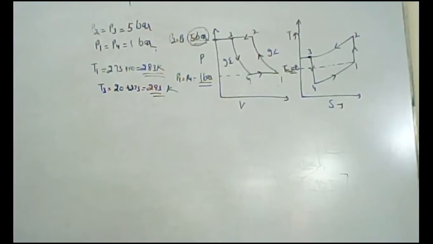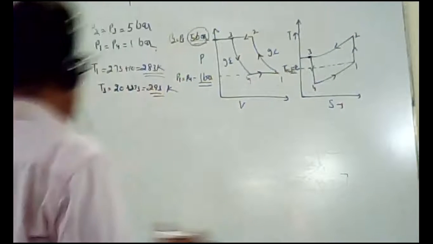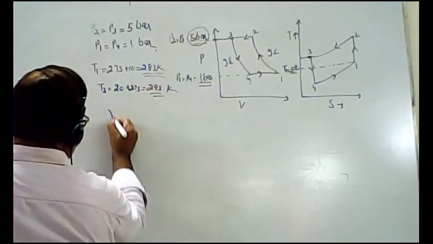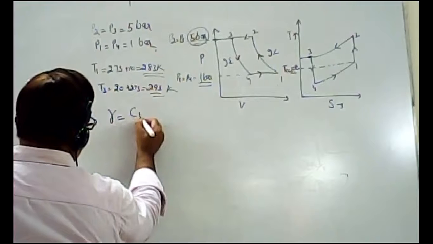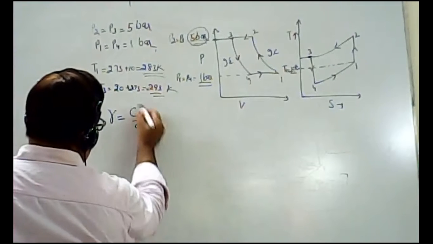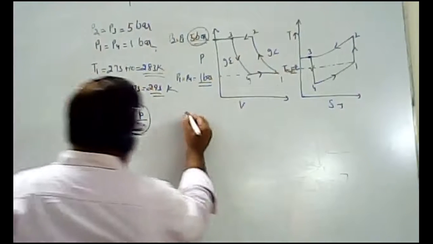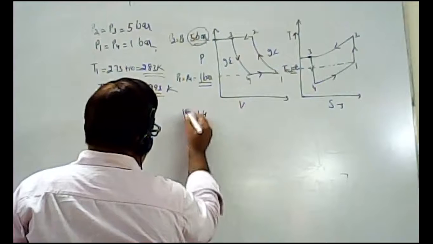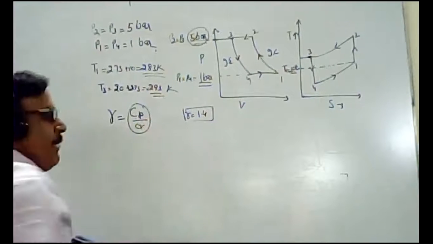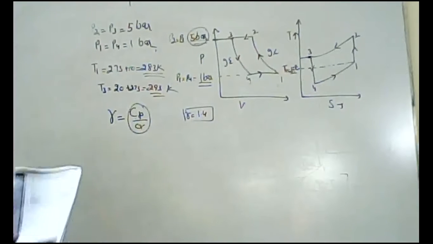So what we have to find out is the value of COP and net refrigeration effect. In this case, both the values of CP and CV are given. If these two values were not given, the value of gamma would be 1.4. But since these two values are given, you have to calculate gamma from them.